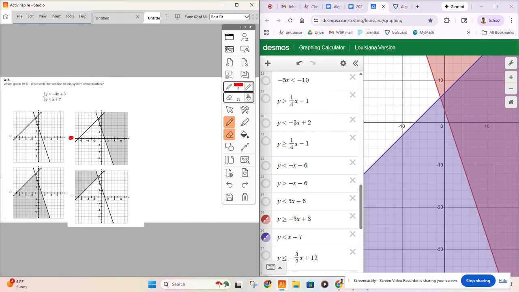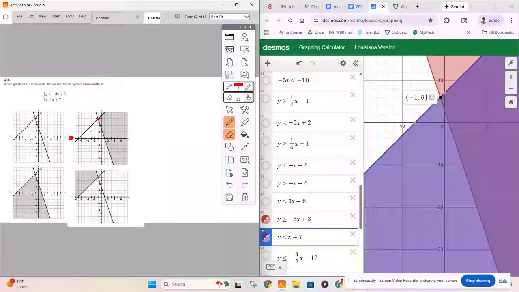Because of where that shading is happening. Negative 1, 6 is this point here, and it's shaded to the right of that. That's what we see in Desmos, that's what we see on the graph. So are y'all seeing this?